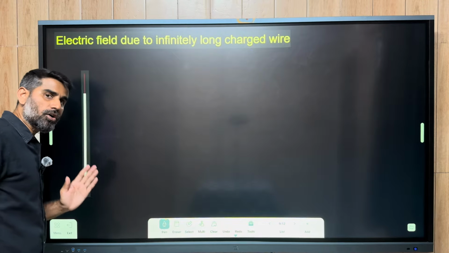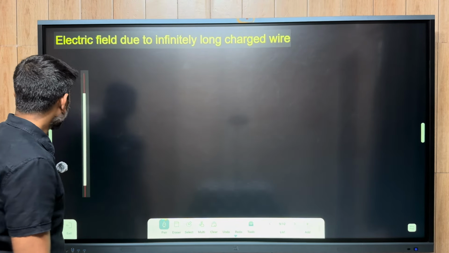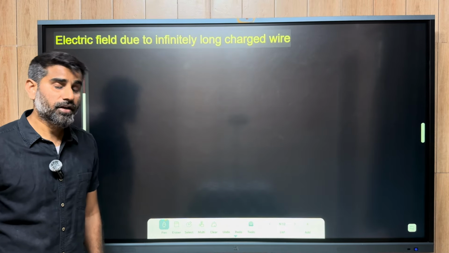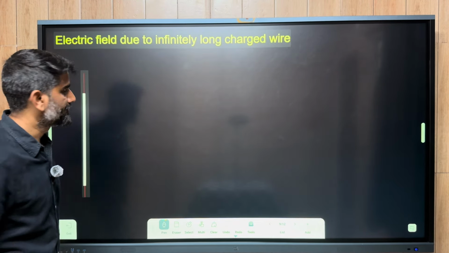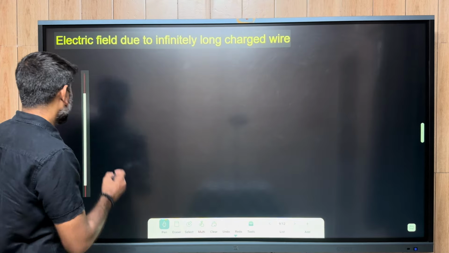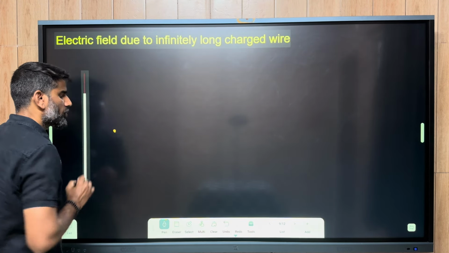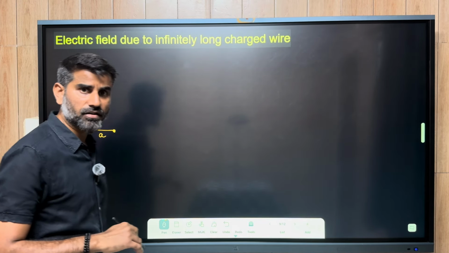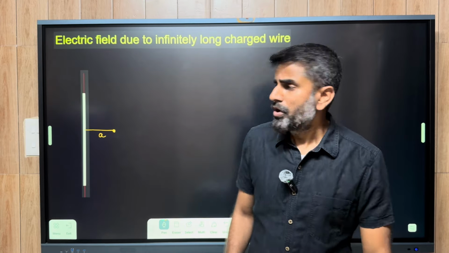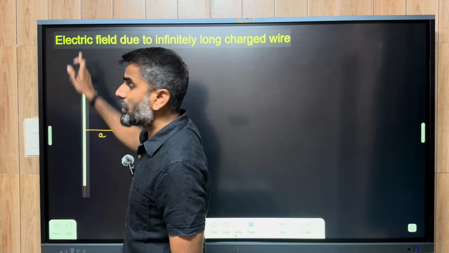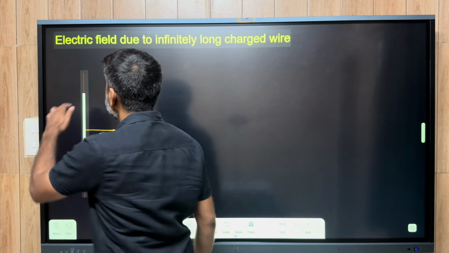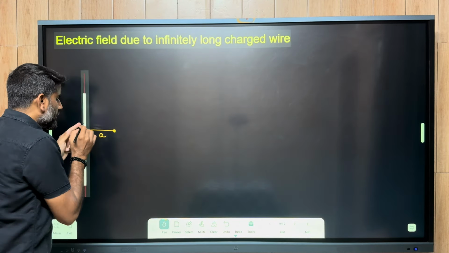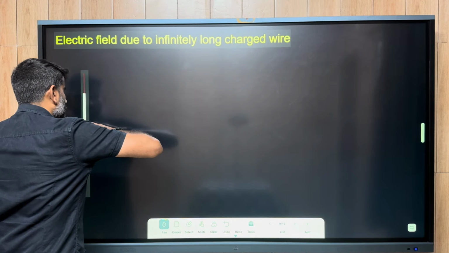Anyhow, I've taken an infinitely long charged wire. Now I'm going to find the electric field due to this infinitely long charged wire. Let's take a point somewhere here, which is at a distance a, like we have taken in the earlier examples as well. As this wire is extended to infinity, this is not the end of this wire here, it is extended to infinity.